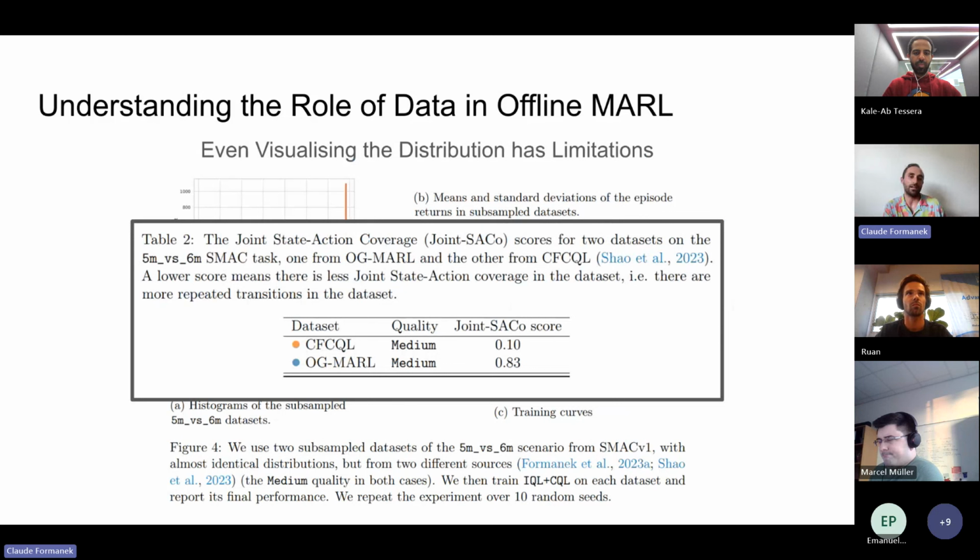And what it's saying here is that in the CFCQL paper, they had a joint SACO score of 0.1, which says that only 10% of the transitions in the data set are unique. The other ones are repeated a number of times. Whereas in the OGMARL one, almost 83% of the joint state action pairs are unique. So the diversity should be higher. I'm not saying this is the reason it came to the final score. You probably need to come up with better tests for this, but this is at least one dimension along which the data sets were different.